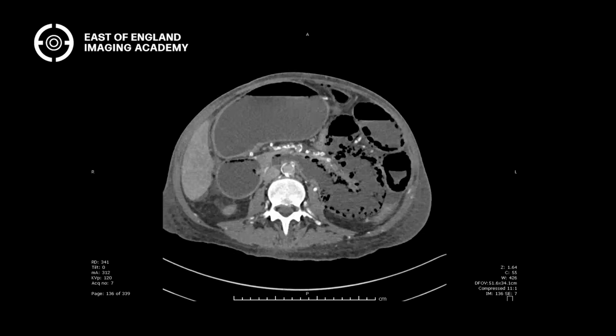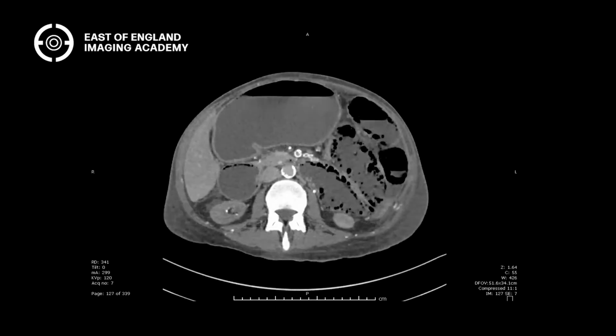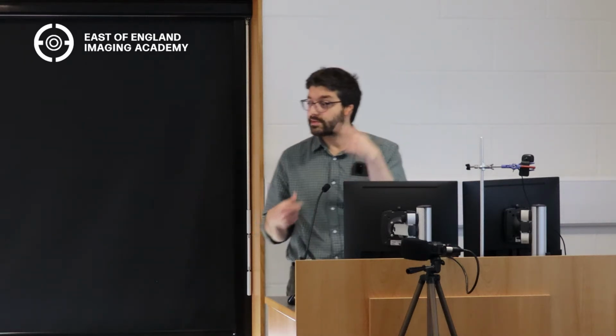So in this case, what phase would be really useful? We want to see an arterial phase, don't we? Because what we want to know is, is this venous ischemia or arterial ischemia? Is it the vein that's blocked or is it the artery that's blocked? The portal venous phase is great for looking at the veins to make sure that they're patent, okay?